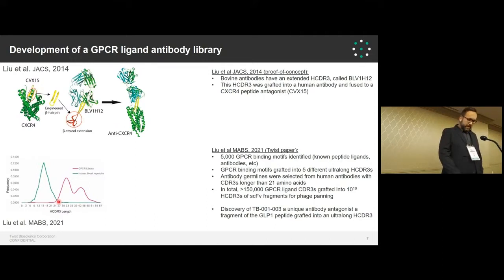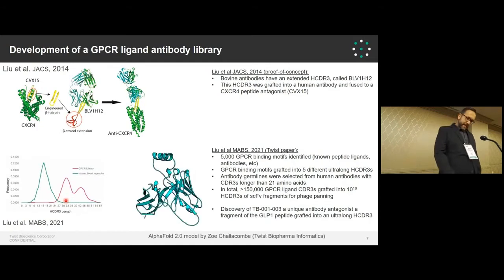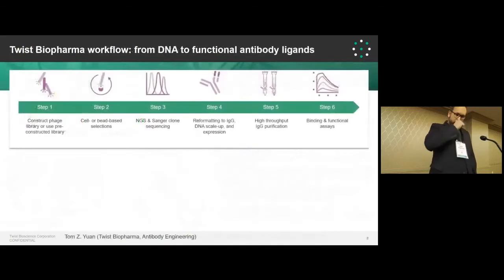This shows you the CDR3 length of our GPCR library versus the human B-cell repertoire. They're all very long, over 20 amino acids. And then this is an AlphaFold model we did. This is the scFv, and you can see stretching out here is a fragment of the GLP-1 peptide. That's the GLP-1 peptide.